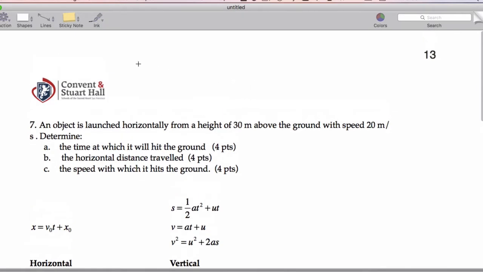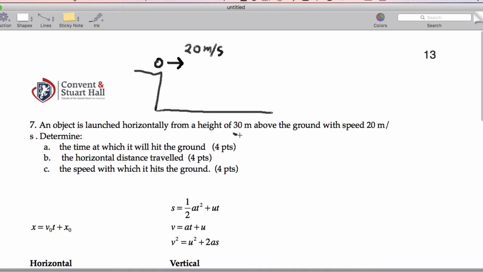I think I want to draw a picture of this because I saw some confusion when people were working this out in class. So it kind of works like this. Picture this as a cliff, and we launch the object horizontally, and it has an initial speed of 20 meters per second. And a couple of things.